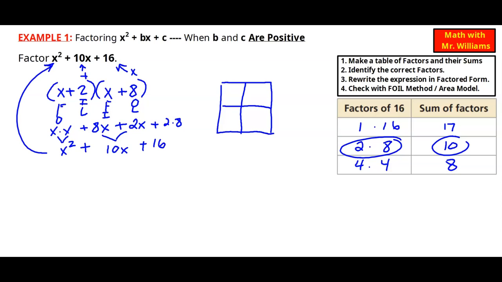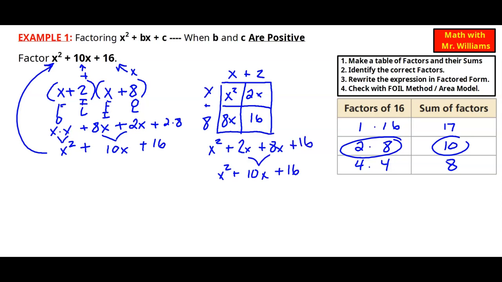So we have the x plus 2 we arrived at, and the x plus 8. In the first box we have x squared, because x times x. Then the other one is 2 times x, which would give us 2x, and then 8x, because 8 times the x, and then 2 times 8 would give us the 16. If we add these terms up, we have x squared plus 2x plus 8x plus 16. Combine our like terms, and we arrive back at the original expression. So our answer is x plus 2 times x plus 8.